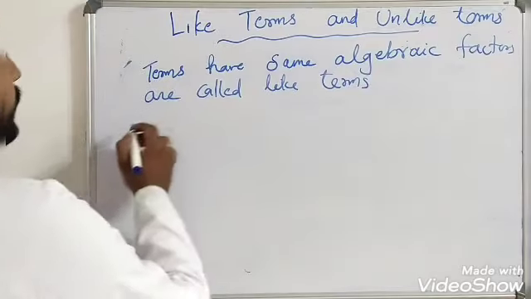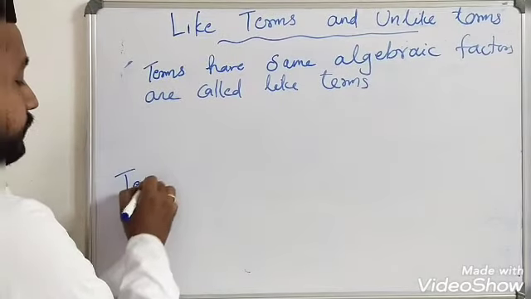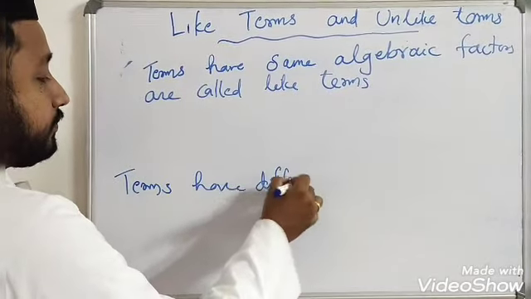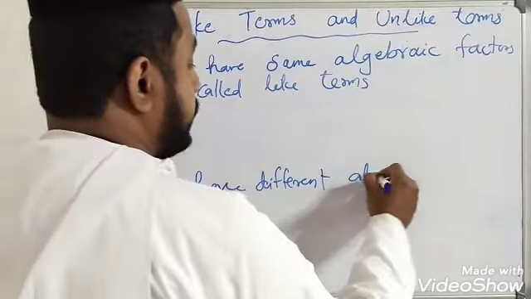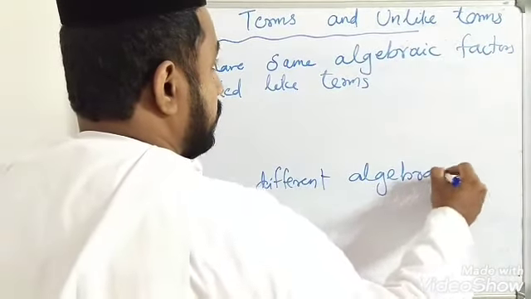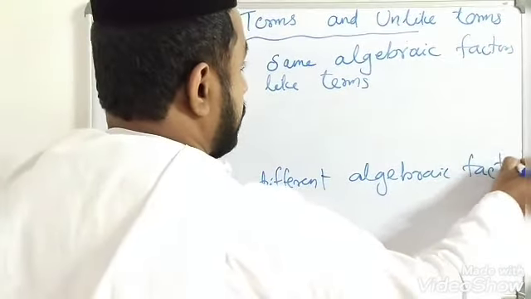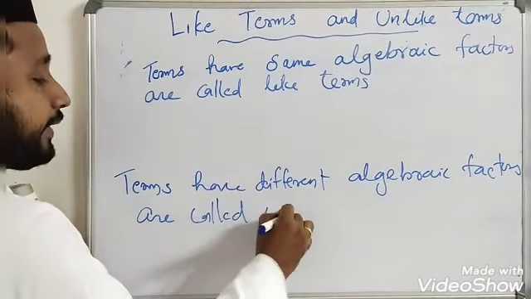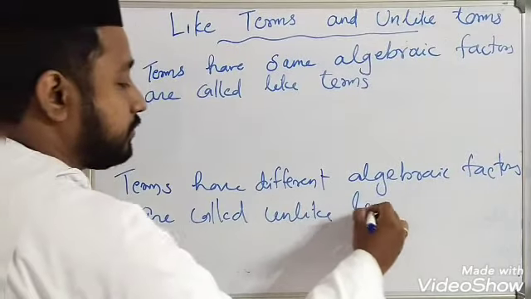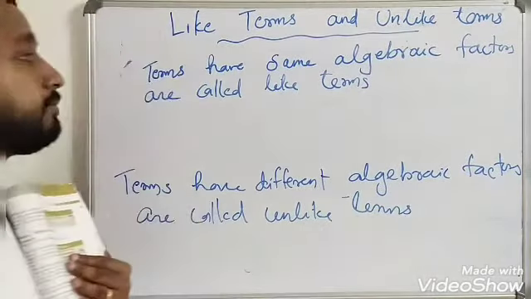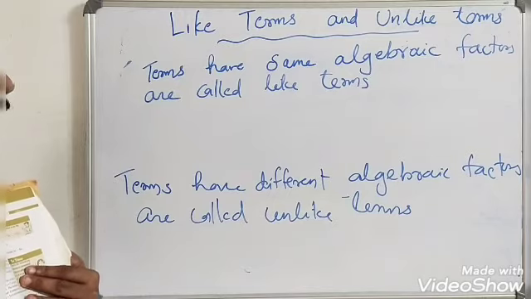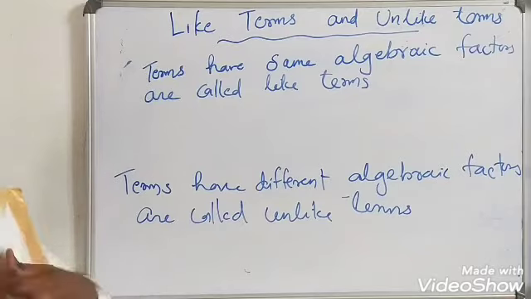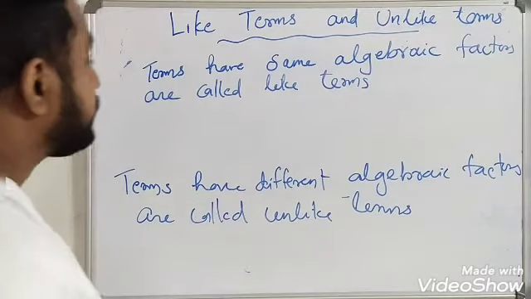Terms that have different algebraic factors are called unlike terms. So terms that have the same algebraic factors are called like terms. Terms that have different algebraic factors are called unlike terms. I will explain with an example.